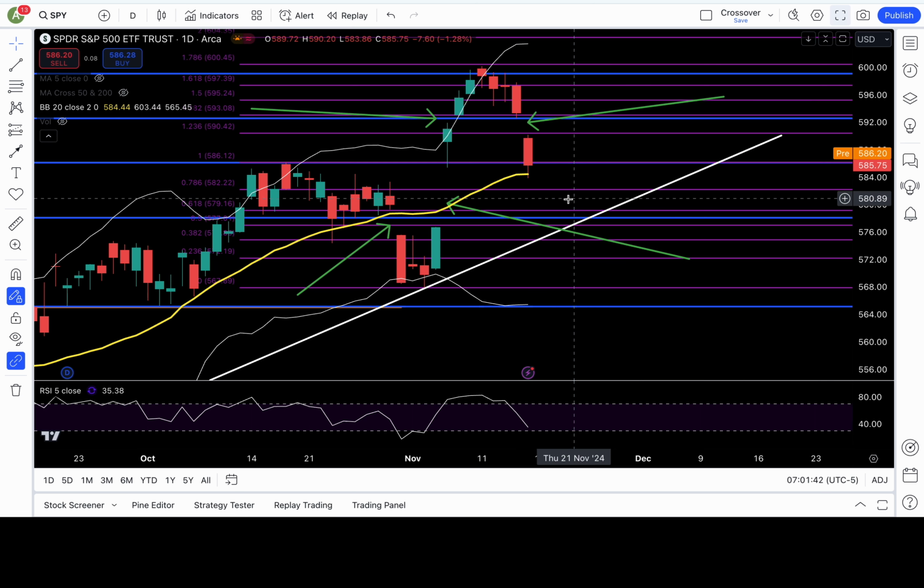That should put 582, 579 or lower in play. I would definitely be bearish, and the bearish island reversal will definitely play out some more if we lose those levels. Okay? That's the bear case scenario.